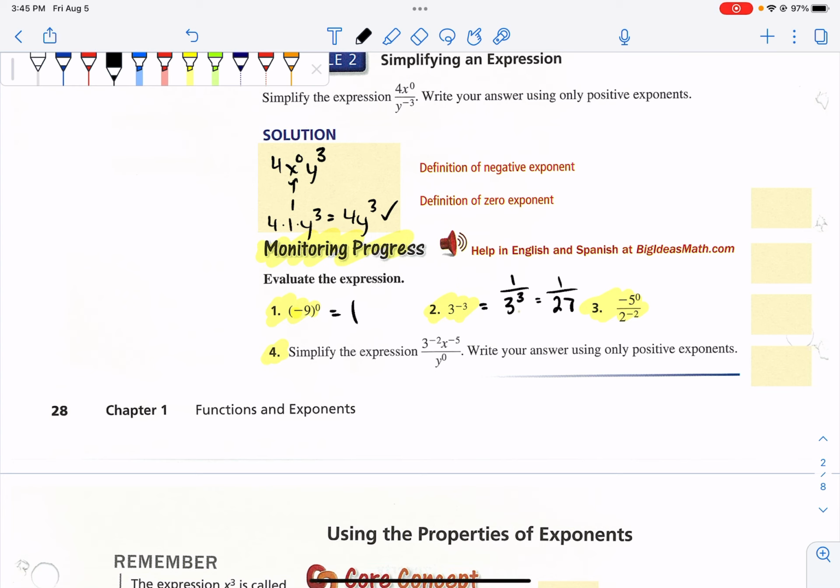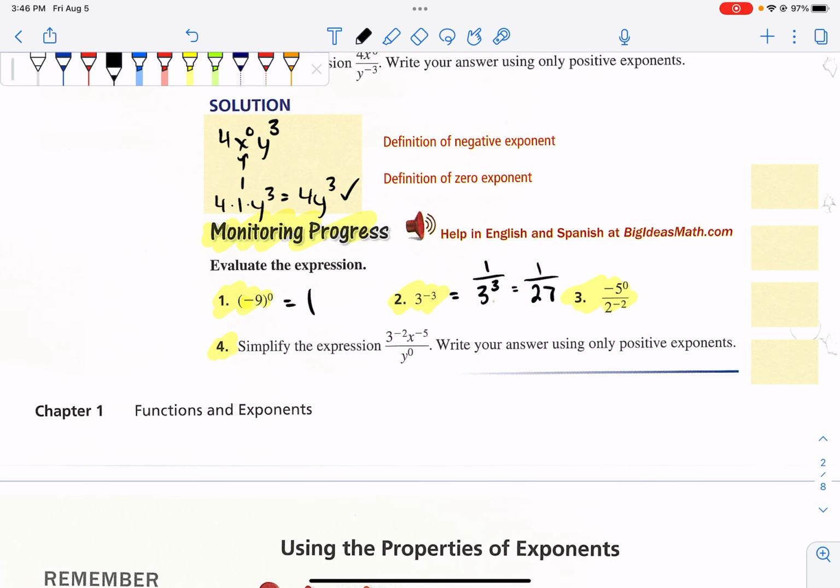Okay, number 3, negative 5 to the 0. Ooh, we got to be careful with it. Look at them trying to trick us. Look at them being sneaky. And then 2 to the negative 2 on the bottom. All right, so I told you I don't like negative exponents, so I'm going to get rid of that first. So I'm going to rewrite this as negative 5 to the 0, and then the 2 squared is going to move to the top, 2 to the positive 2.